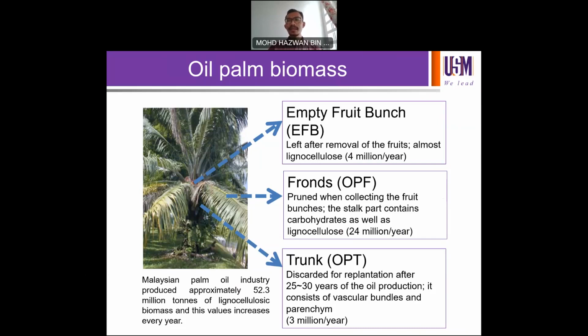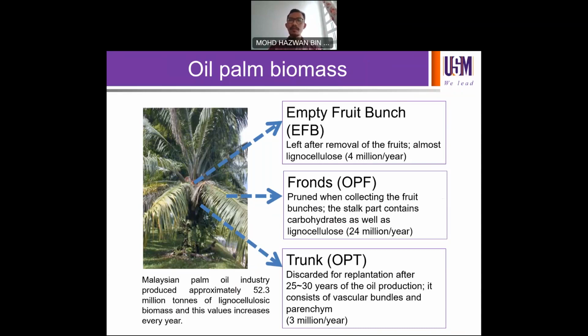And from this oil palm biomass, we can categorize it according to its parts. So you can have empty fruit bunches. After they press, they discard the empty bunches, and this is around 4 million tons per year. And we also have oil palm fronds, which are normally pruned during the plantation. The generation of OPF is around 24 million tons per year, quite high compared to the other types of biomass, such as oil palm trunk, which is normally around 3 million tons per year.